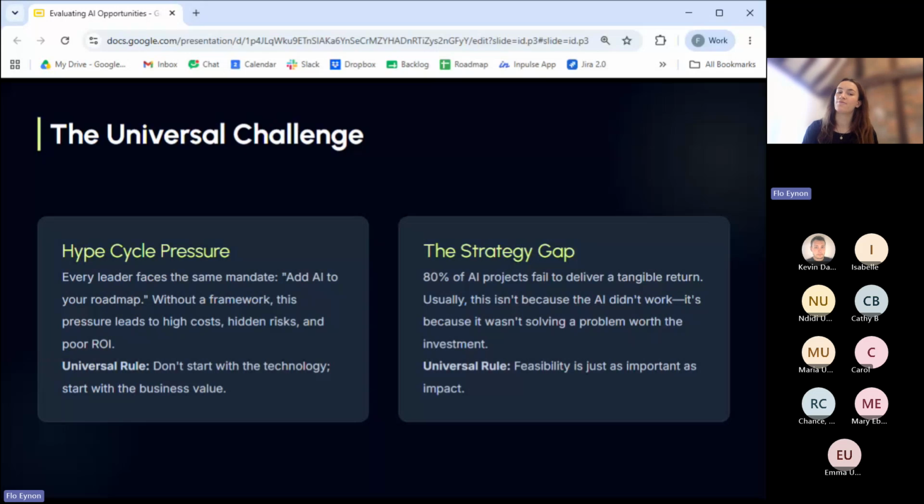The starting point, as I said, is the pressure just to do something with AI. Whether you are facing leadership asking what the strategy is, whether you're looking at competitors launching their features, whether you've got customers asking whether AI is included, then you will know that the pressure is on.